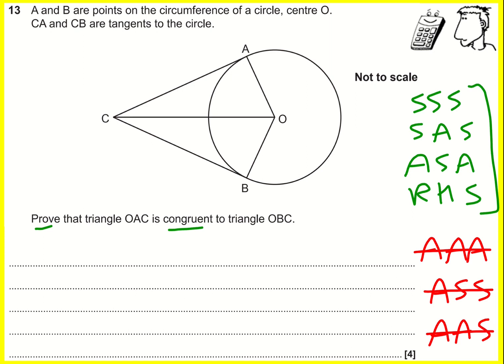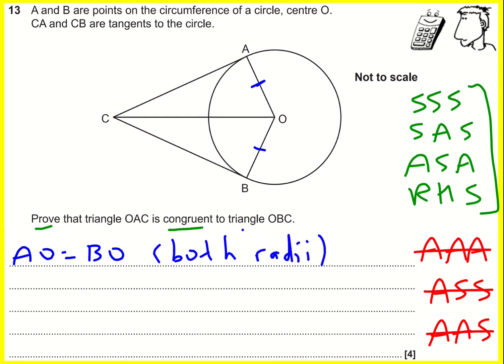Well, a good plan is just to sort of look at the triangles and start piecing together what's going on. So I would first of all notice that these two are the radius and write down that AO equals BO, and just give a little reason, both radii. That's good. Okay, next. They both share OC. So AOC shared by both.